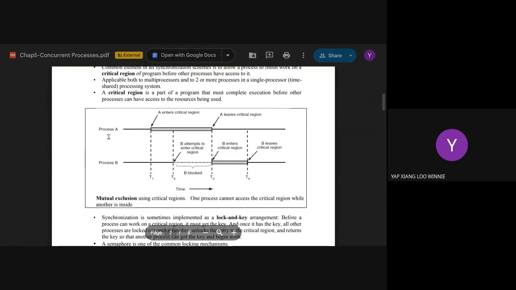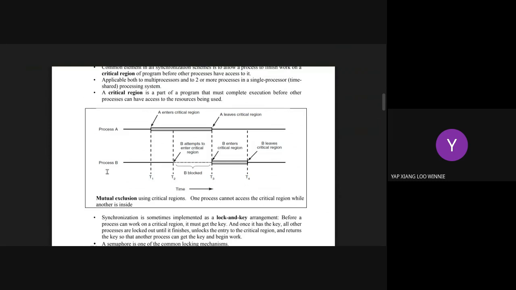How many processes do we have? We have process A and process B. So how do we ensure synchronization? Remember two keywords. One is critical region, and two is mutual exclusion. I will explain both terms here. Processes A and B are running, so you see the straight line here. Now at T1, time 1, process A enters into the critical region. So here comes the first keyword, critical region.